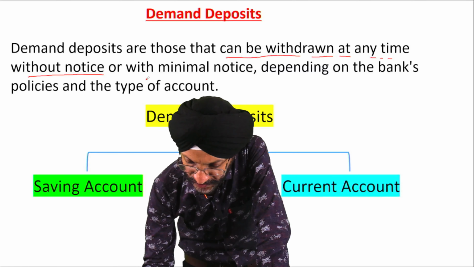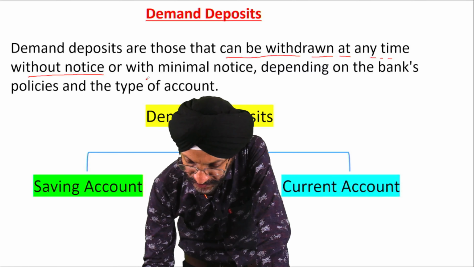Suppose we go to the bank and we have, say, deposited $1 million with the bank, and we go to the bank and say, pay me in cash. Now the bank will immediately pay you if you are having a saving or current account. But it may be possible that they may not be having cash at the relevant time. They will ask for some time, 30 minutes, 1 hour, so that they can arrange funds. So these are the demand deposits where you can withdraw your money at any time without notice or with minimal notice.